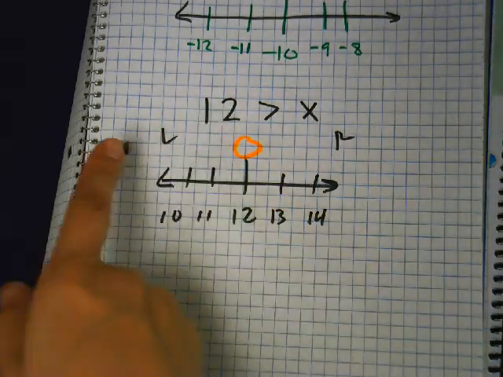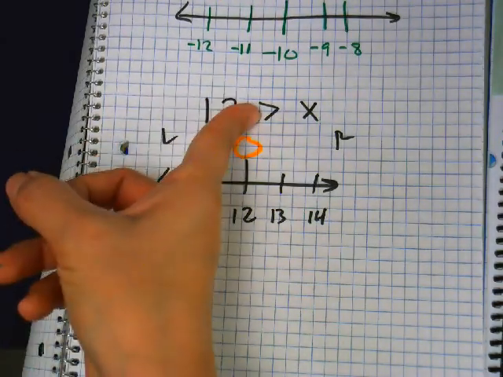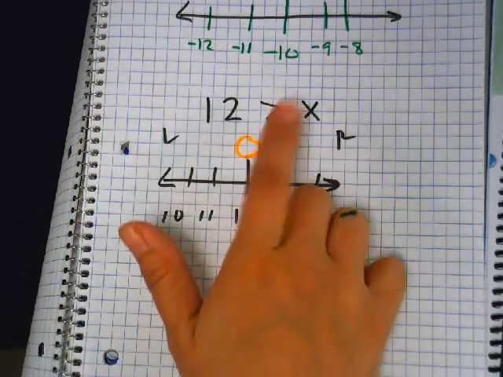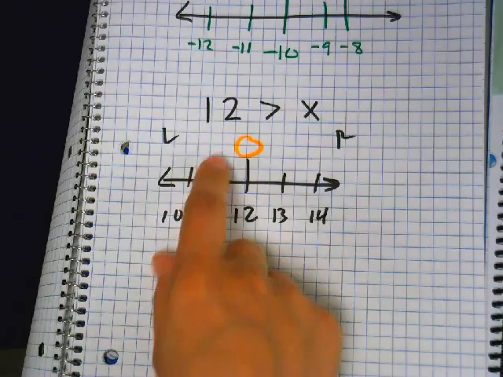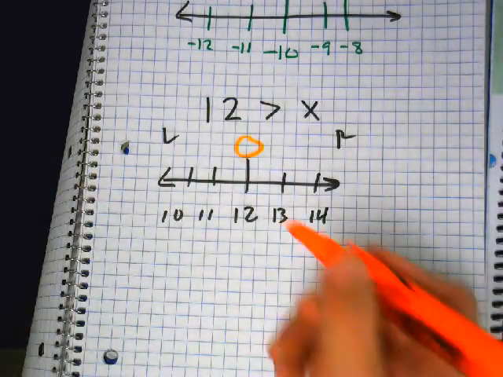Read it, like Ben said. Read it. 12 is... So 12 is greater than x. So which numbers, or which way does this statement go? It's true. It's to the left.